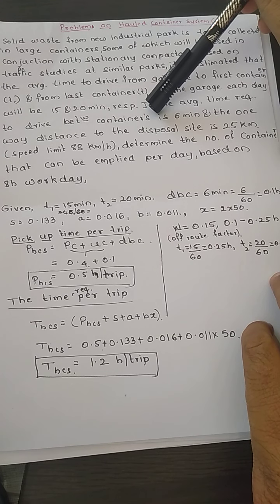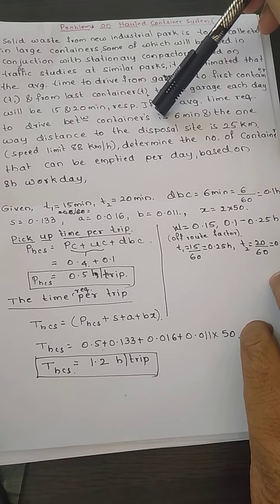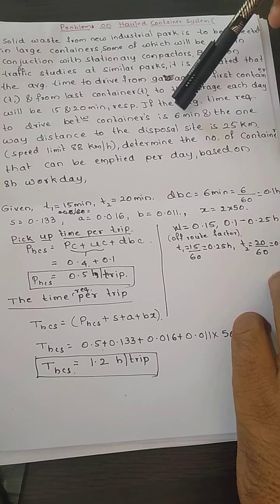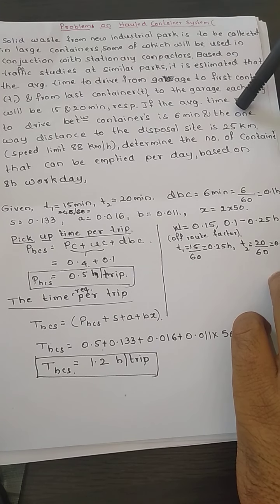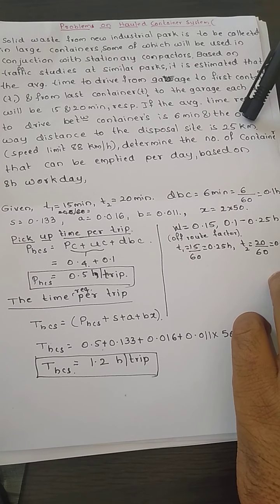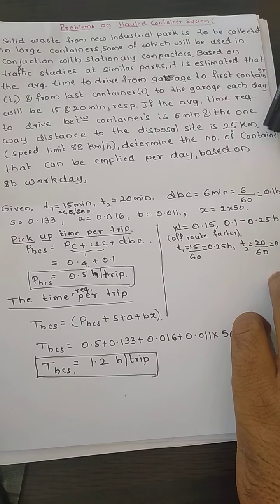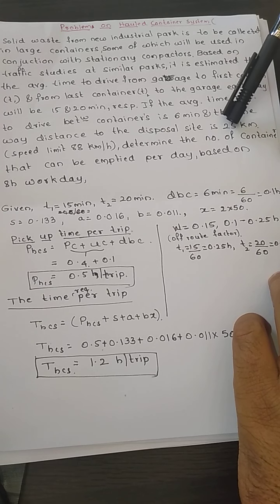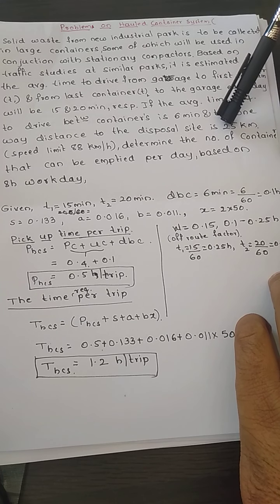As I have told in the diagram, between the two containers, what we designate as DBC. So DBC is how much? It is 6 minutes. And the one way distance to the disposal site is 25 kilometers. So what is the round distance? This 25 kilometer is nothing but your x. So 2 into 25, because we take the both way distance. So x is nothing but now 50.